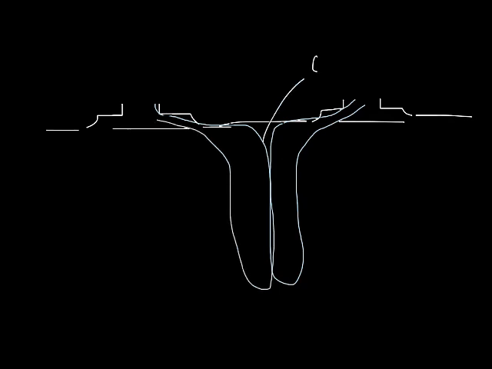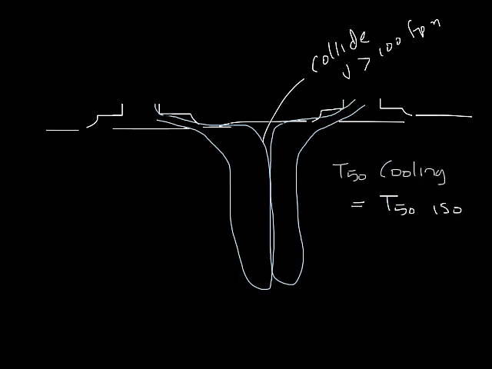Let's start a new picture here. Now let's say we have two diffusers side by side in a space. What happens when the airflow between the two diffusers collide? Well, pretty much the same thing that happens when the airflow hits the wall. If the velocity that they collide at is greater than 100 feet per minute, then the cooling T50, the 50 foot per minute throw, will be the same as the cataloged isothermal T50.